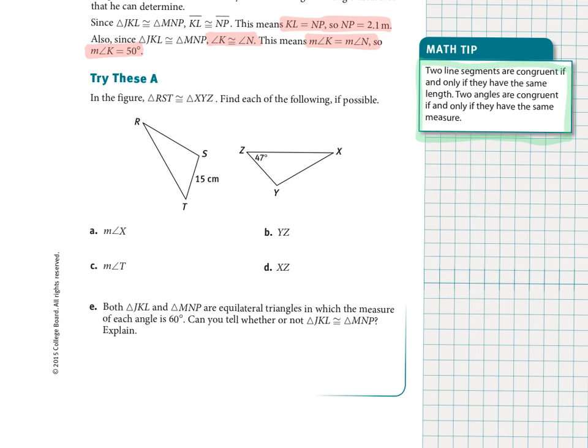Let's look at the try these A now. In the figure, triangle RST is congruent to triangle XYZ. Remember what I was telling you about the order of the letters. Keep that in mind when we're saying 2 triangles are congruent. What they want us to do is find each of the following if possible. So I'm going to give you an opportunity right now to pause the video and try A, B, C, D on your own with this picture. Go ahead.